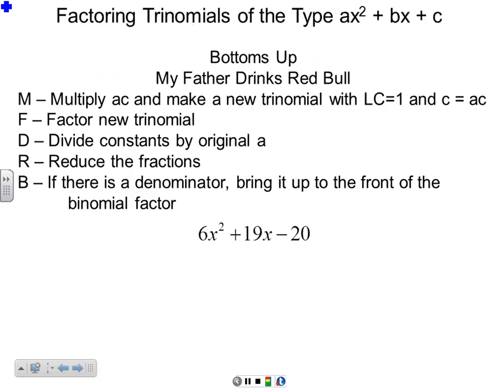Okay, the next type that we're going to talk about is when the leading coefficient of your trinomial is not 1. So, for example, you see this a here. That means that your leading coefficient is actually going to be a number aside from 1. So it could be like a 2, a 3, a 10, whatever. When you have a trinomial and your leading coefficient is not 1, there's many ways to factor this.